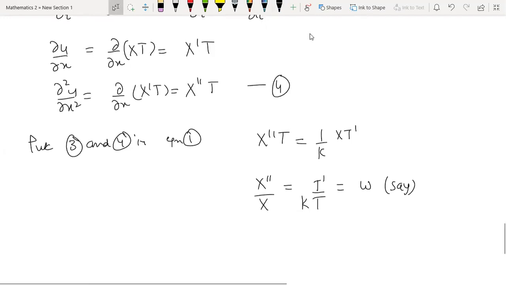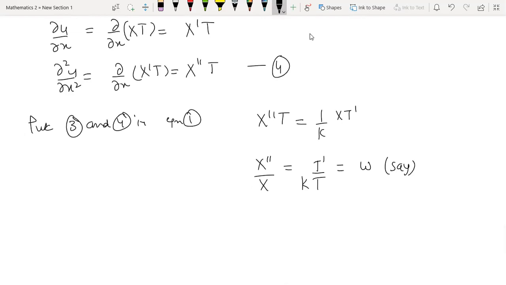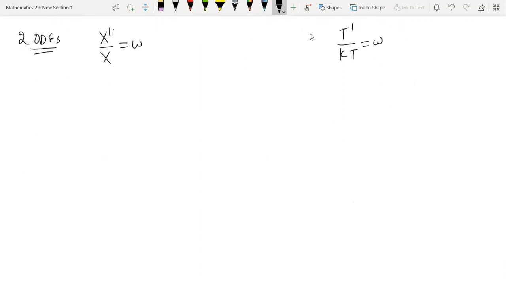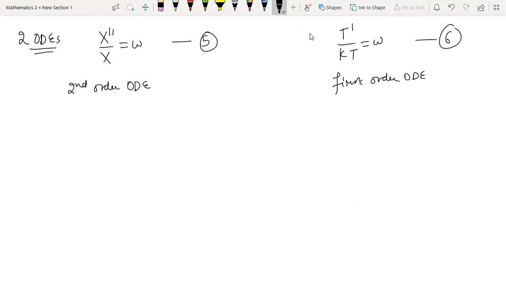Right. So from here you will get two ordinary differential equations. One is X double dash by X is omega, and the other is T dash by kT is omega. This one is a second order ordinary differential equation. This one is a first order ordinary differential equation. So let me call this equation number 5, and this equation number 6.